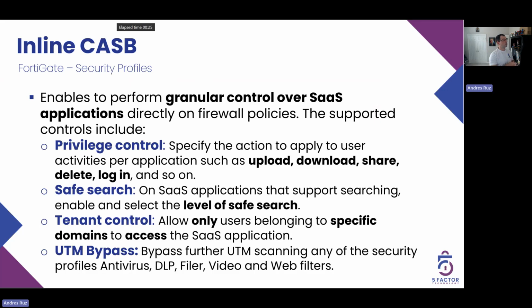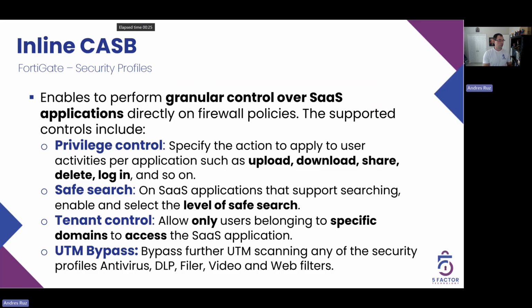So right now there are four things that you can do. You can do privilege control, which is actually going to help you control if you want people to upload information, download information, share information, delete it, or even log in to some of these SaaS applications. This is the most common scenario, and this is where we're going to see some examples specifically more than anything else. The other one is safe search. So this will determine the level of search that people can do, like for example, in Google.